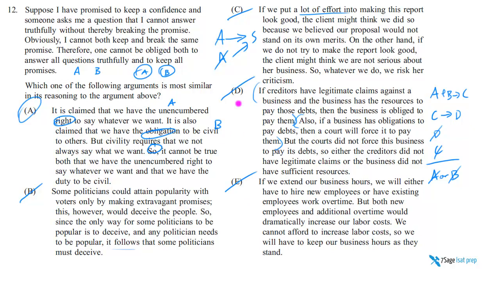If we want to do A, then we have to do either B or C. Right? If we want to extend our business, we have to hire new people or pay overtime. But if we do either B or C, then D will happen, which is we will increase our labor costs. But we can't afford to do that, so therefore we're not going to do this, and we're not going to do this, which means then we're not going to do A. So again, it's argument structure represented in logic, but it just doesn't match this argument structure.